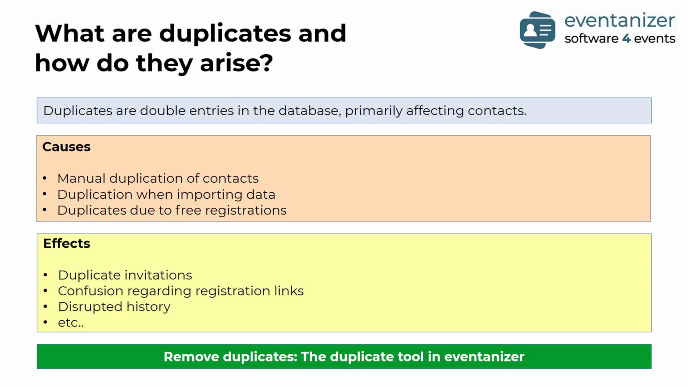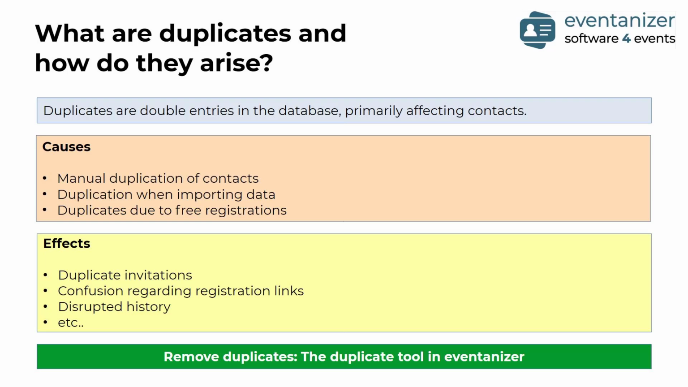The third source of duplicates is the use of mixed events. If a guest can freely register for one of your events on a registration portal, this can easily lead to duplicate records. Here, too, Eventanizer helps by filtering out and merging people with identical first names, last names, and email addresses. However, if a person registers with two different email addresses, duplicates are created in the system.